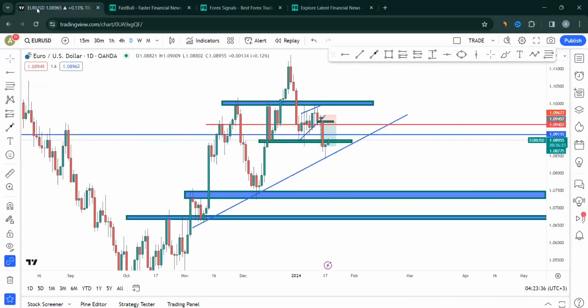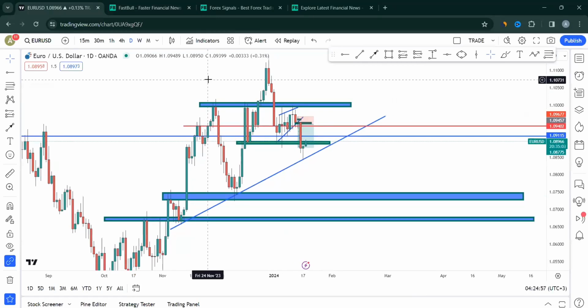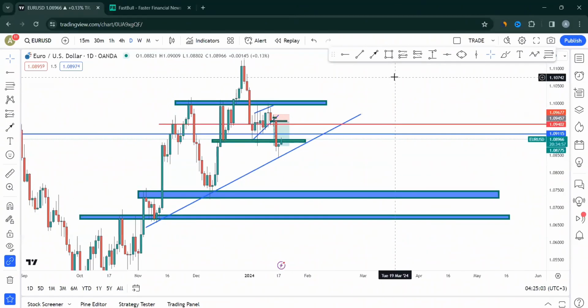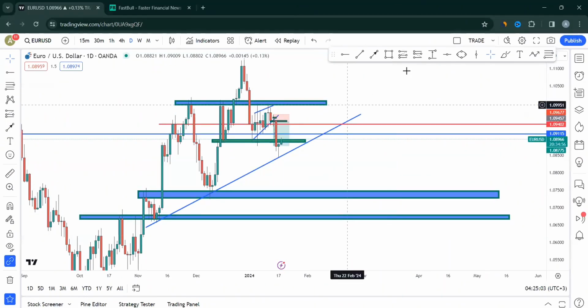So let's go to the video. Now, this is Euro USD that I'm going to be using. Let me just close this. Now, if you look at my chart, it's very easy for us to say that this was a high, this was a low, this was a high, this was a low, right?